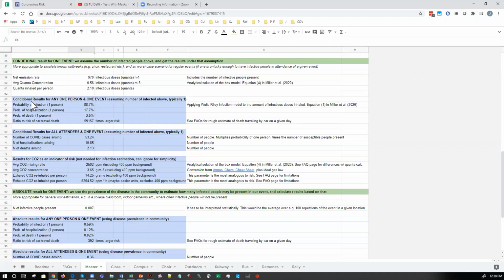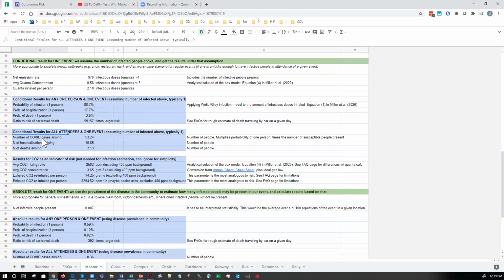If there is one person infected, the probability of infection was 80-some percent, and the probability of death was this much. This is the probability for one person. One person attending had an 88% probability of being infected. Now this is different, and for yourself you care about this result. But if you are the organizer, or you are running a university or a school, you care about the probability or the outcome for all the attendees.